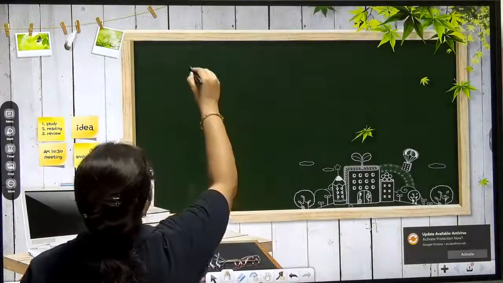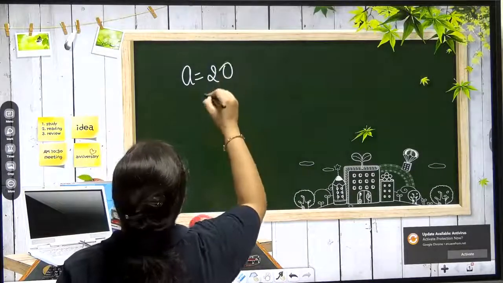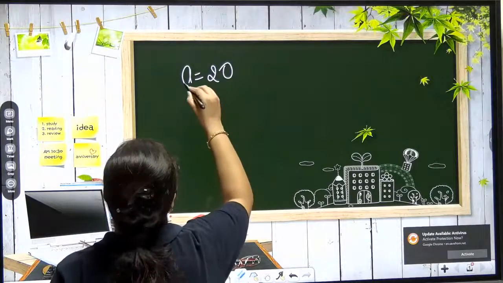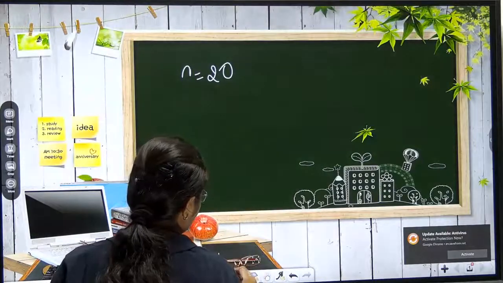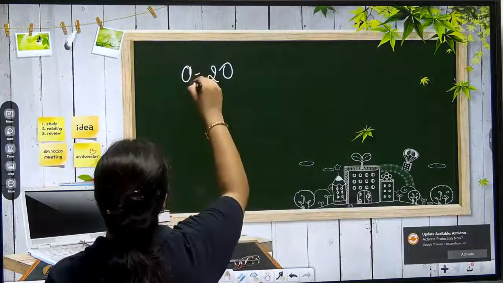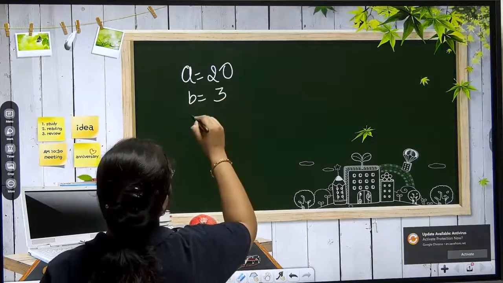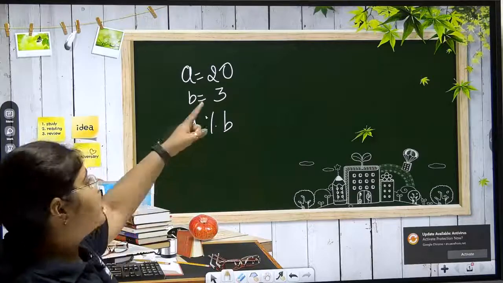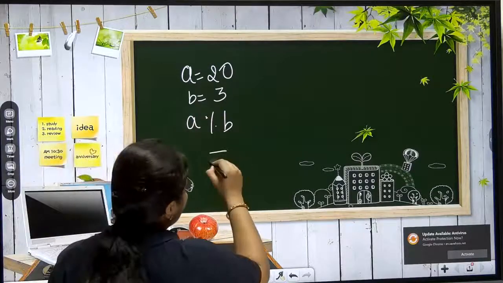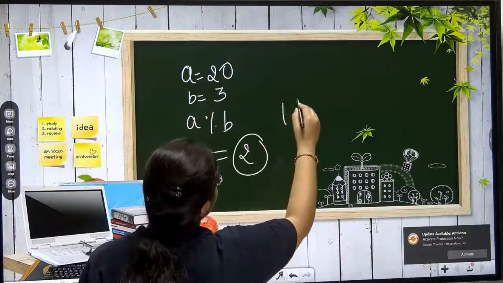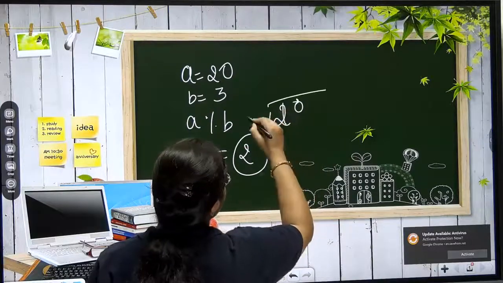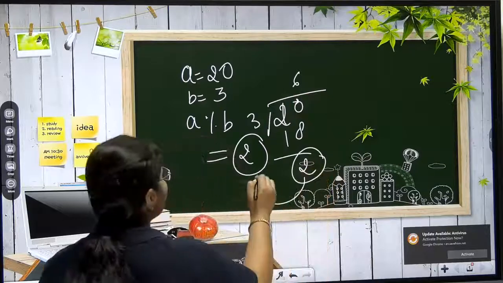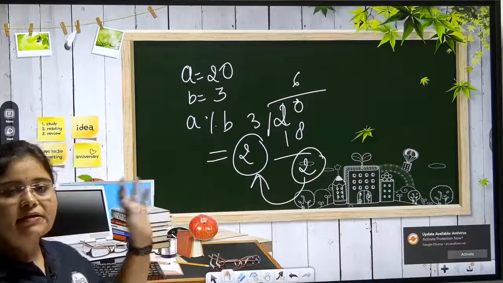Let's say we have taken A is equal to 20 and B is equal to 3. If we write A mod B, then the answer will be the remainder. 3 sixes are 18, so here the answer will be 2, because when you divide 20 by 3 the remainder will be 2. This remainder is the answer when you apply the mod operator.